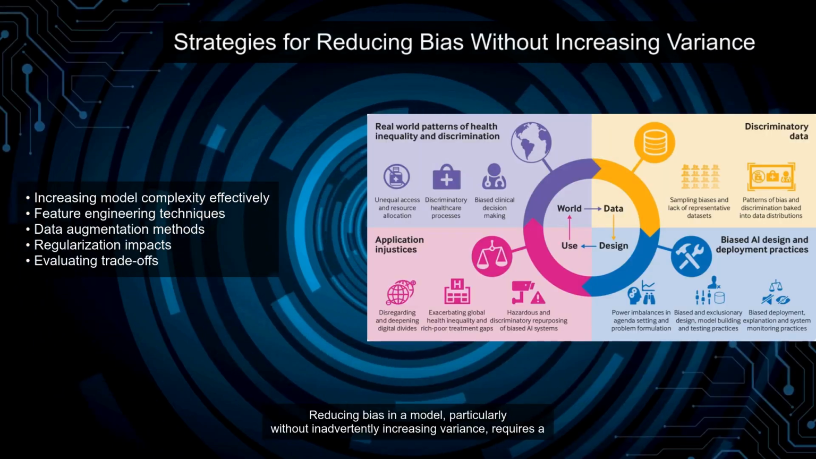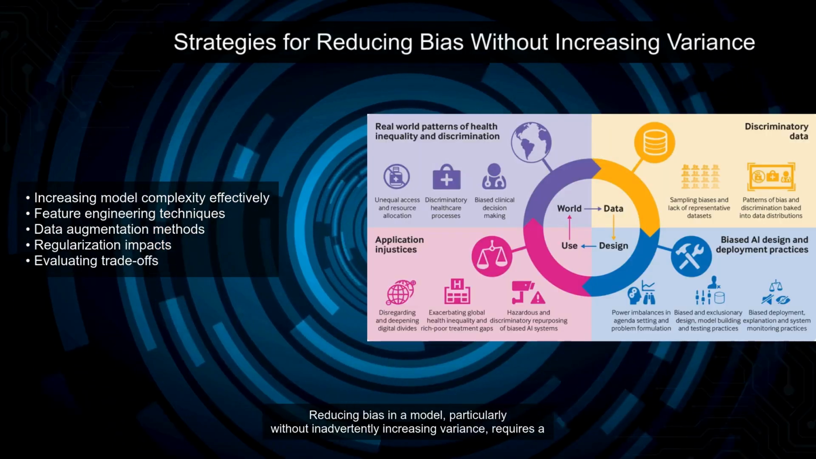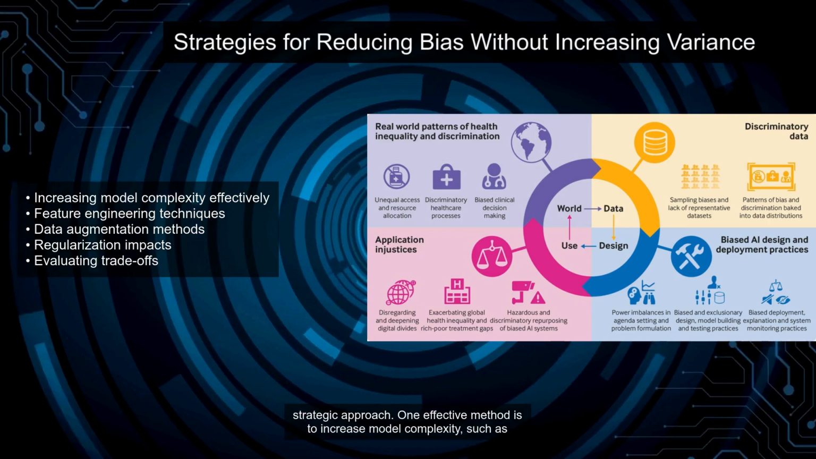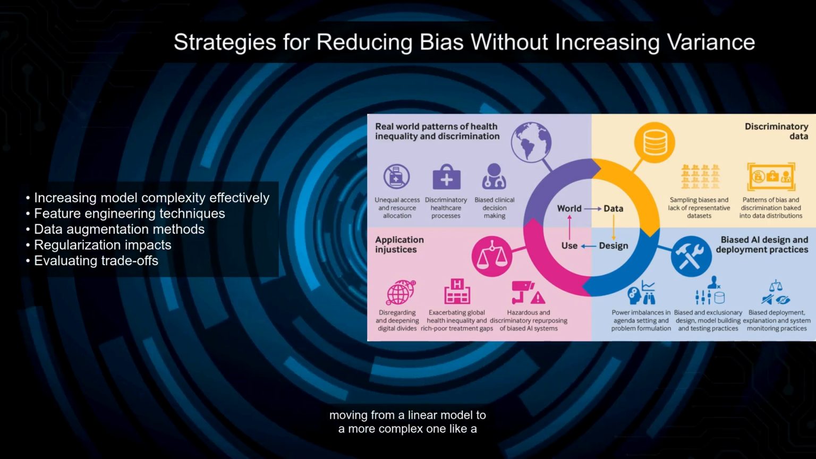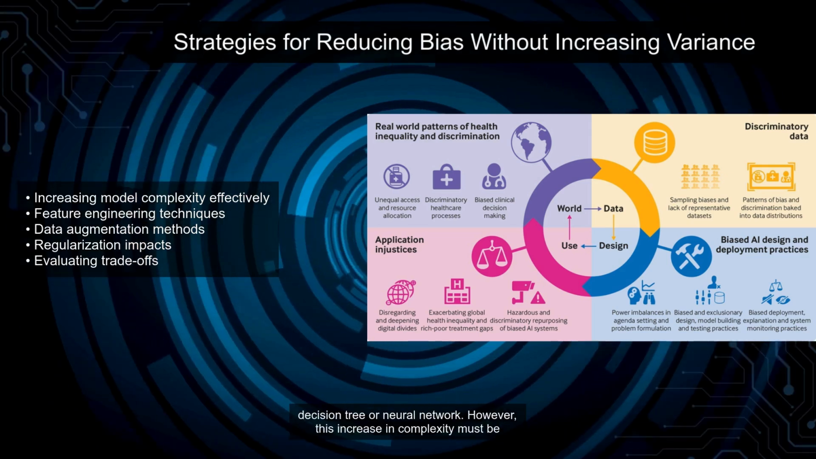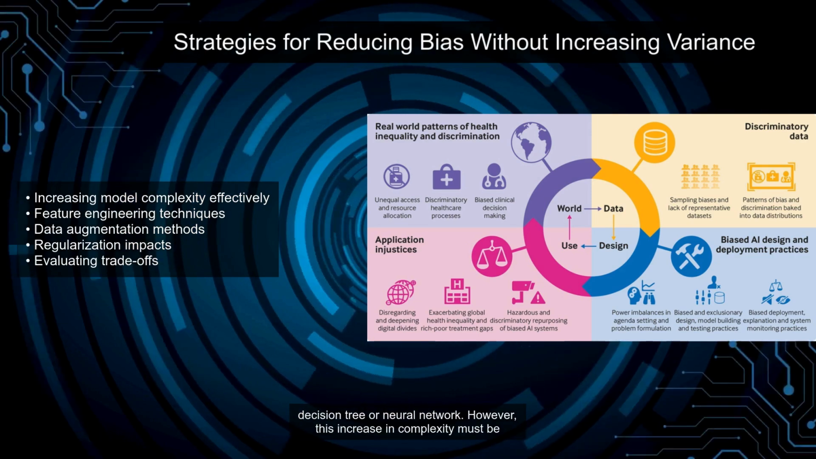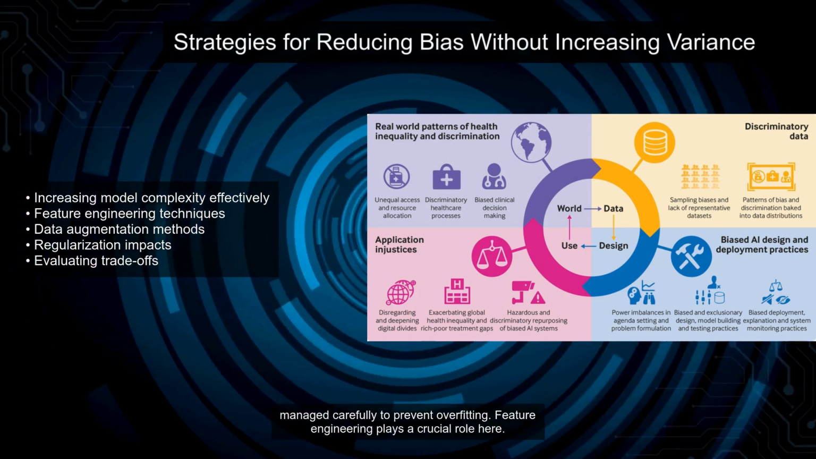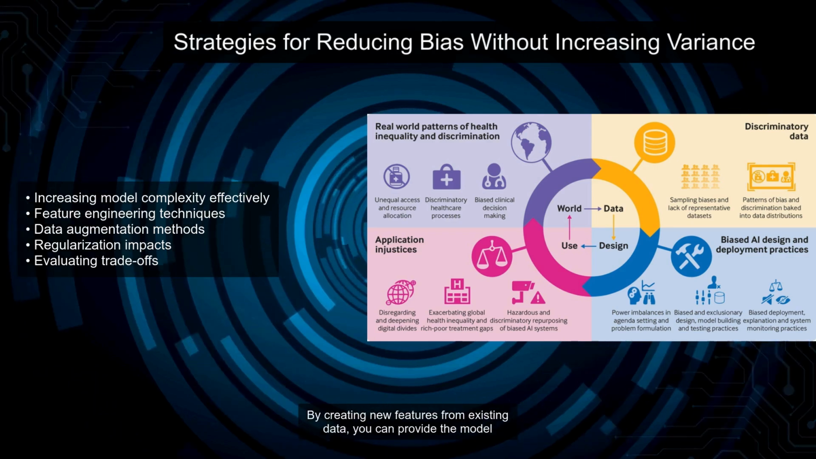Reducing bias in a model, particularly without inadvertently increasing variance, requires a strategic approach. One effective method is to increase model complexity, such as moving from a linear model to a more complex one like a decision tree or neural network. However, this increase in complexity must be managed carefully to prevent overfitting. Feature engineering plays a crucial role here.